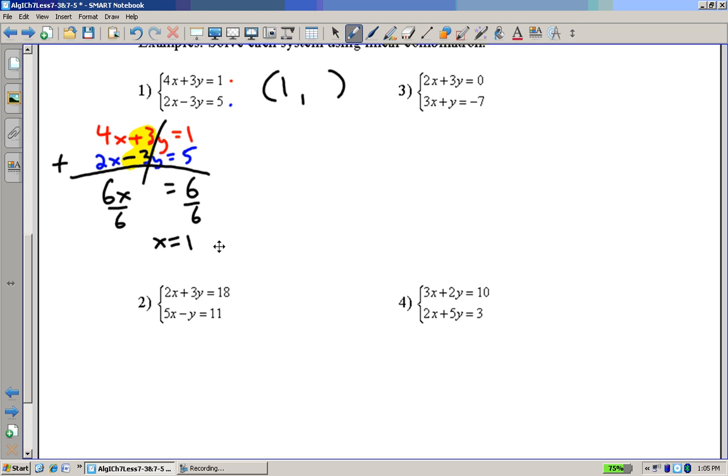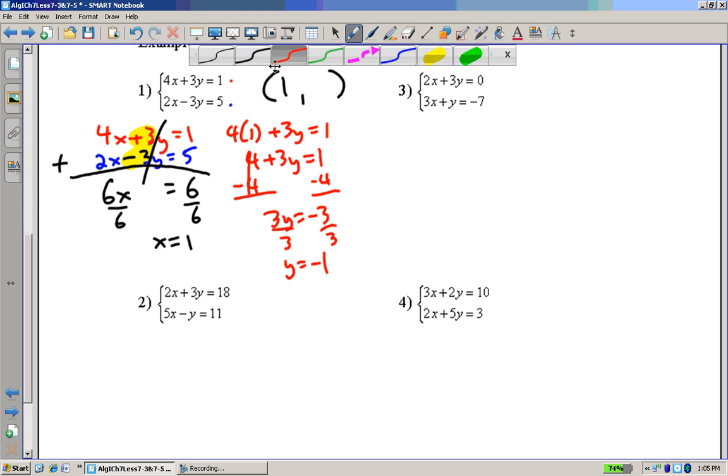Well, that's fantastic. All I need to do now is pick one of the two equations. It doesn't matter which one. I think they're about equally easy to work with, so I'm just going to choose the red one. I'm going to plug x into the red equation, and let's see what happens. This is 4 plus 3y equals 1. We're going to subtract 4 from both sides. 3y equals negative 3. Divide by 3, and y equals negative 1. So there we go. We're done.